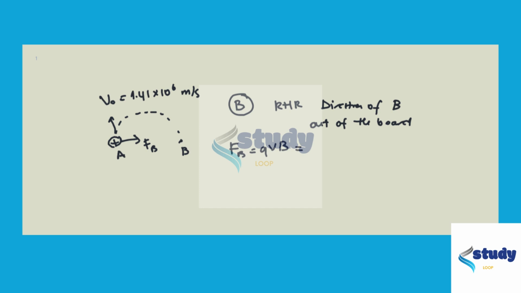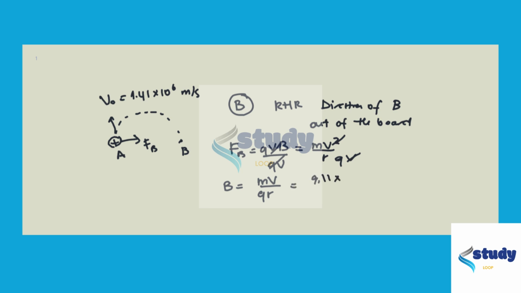This has to be equal to, from Newton's second law, mv squared over r when you have a circular motion. So from here, if we want the magnitude of the magnetic field, then we divide both sides by qv. These are going to cancel out. You're going to have the magnetic field to be mv over qr.